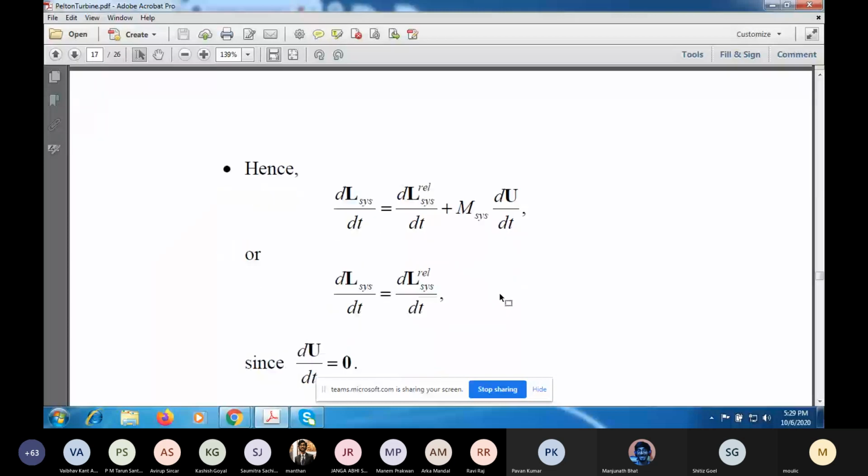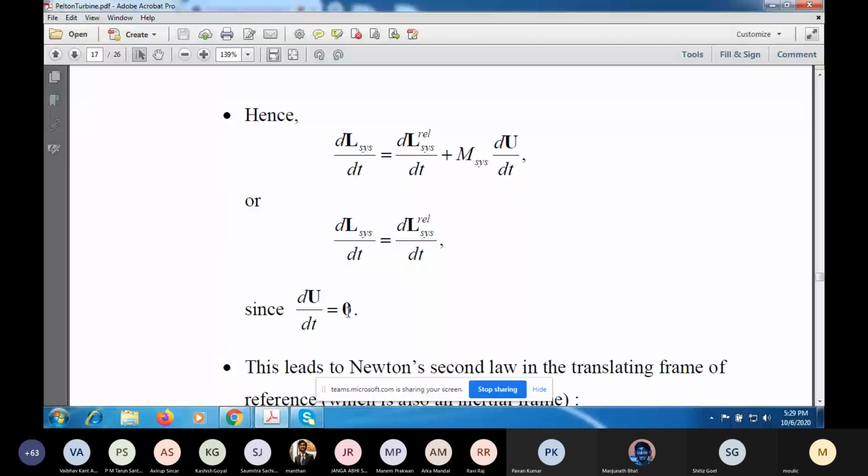But we are looking at a case where the turbine is operating at steady state. So angular speed is constant. So the bucket is not accelerating. This capital U is a constant velocity. So dU/dt is 0. So therefore, the rate of change of the absolute momentum and the relative momentum, they are the same.